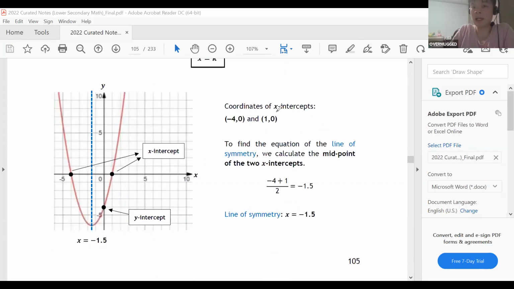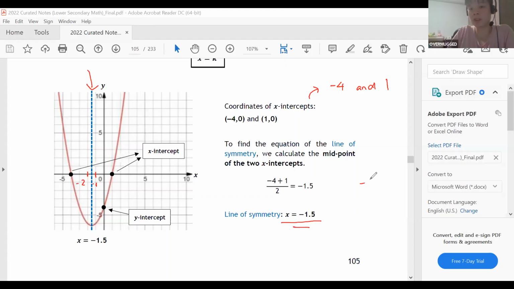Alright, for this graph, the x-intercepts are -4 and 1. But over here it's coordinates, so I present it like this. To find the equation of the line of symmetry, we have to find the middle point of the two x-intercepts. So how do I find the middle point? I just add the two x-intercepts together and divide by 2. It's like finding the average. And that will give me negative 1.5. If you follow the blue line, this is your 1, and this is your 2, negative 1, negative 2. So the line of symmetry is presented as x equals negative 1.5.